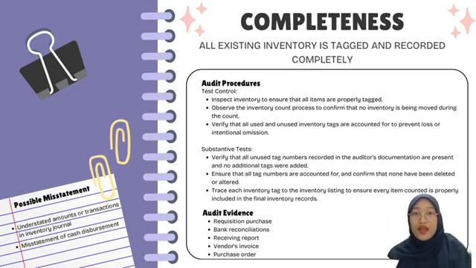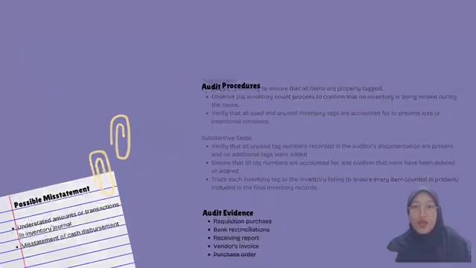On this slide, we are detailing the audit procedures specifically designed to achieve the objective of completeness. This means we verify that all existing inventory items are properly tagged and fully recorded. We will examine both tests of controls, such as observing the inventory count, and substantive tests like verifying tag numbers. This process helps us identify and address any possible misstatements, such as understated amounts or transactions in the inventory journal and misstatements in cash disbursements related to inventory.